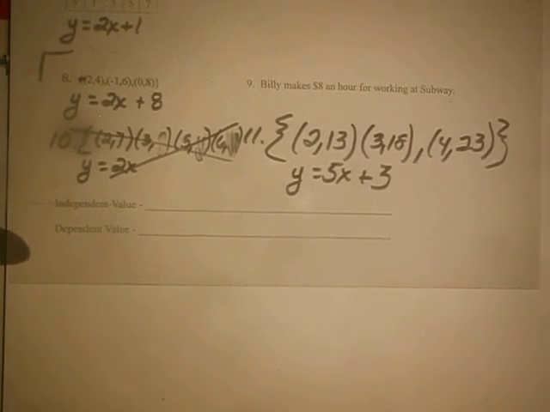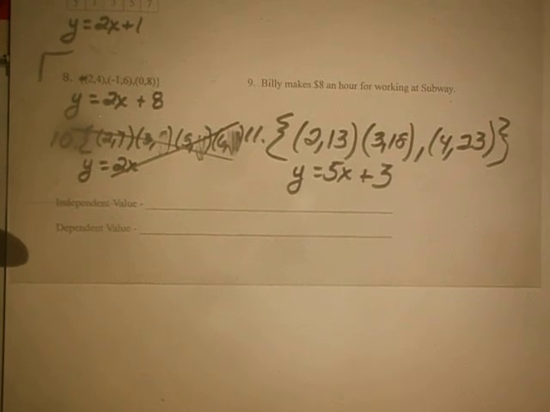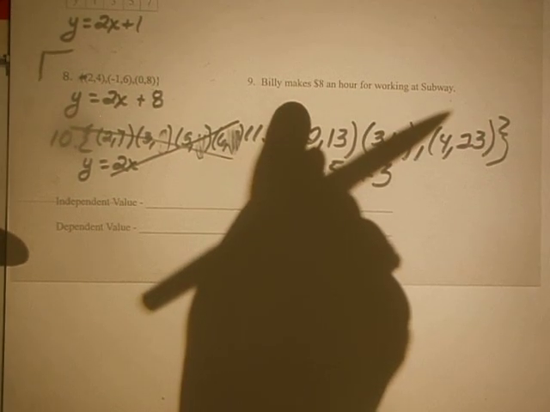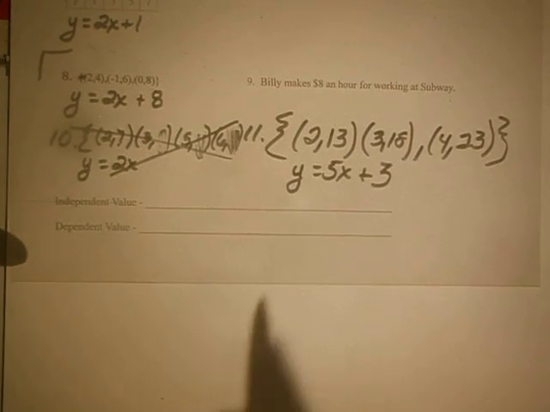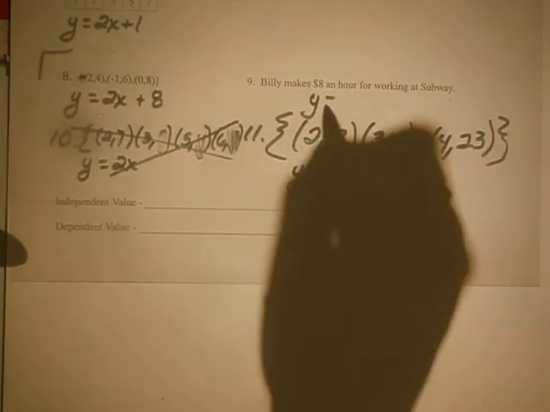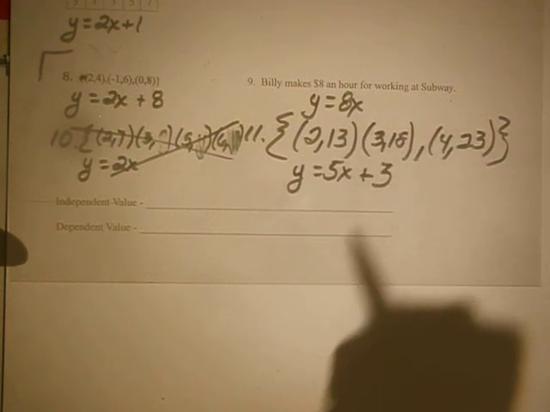All right, there's one more example. Number 9, Billy makes $8 an hour working at Subway. We have to write an equation. That's going to be y equals 8x.